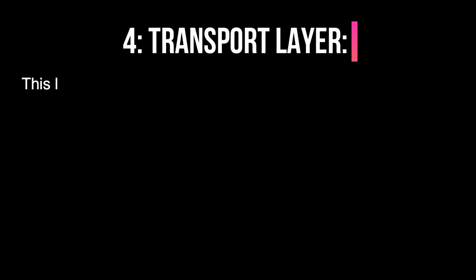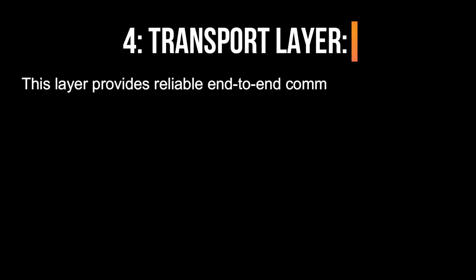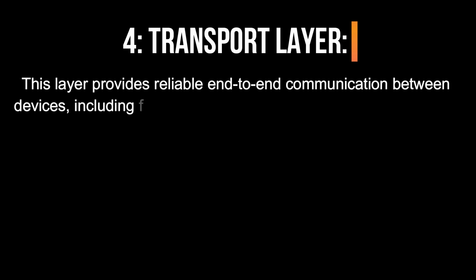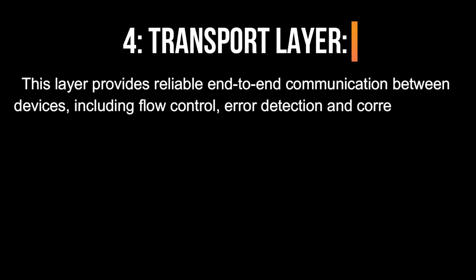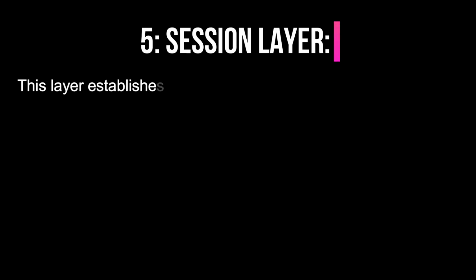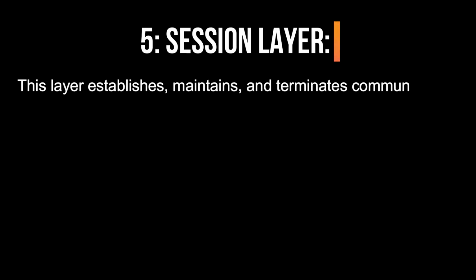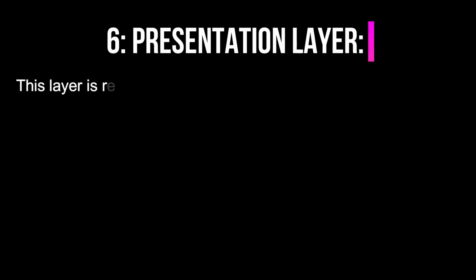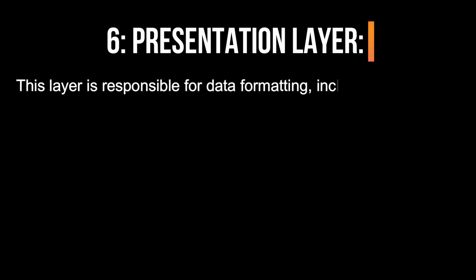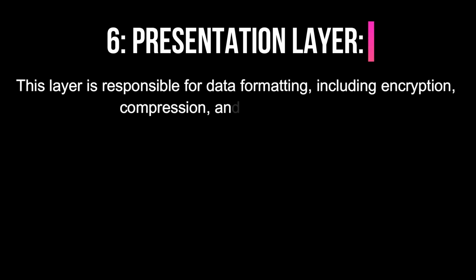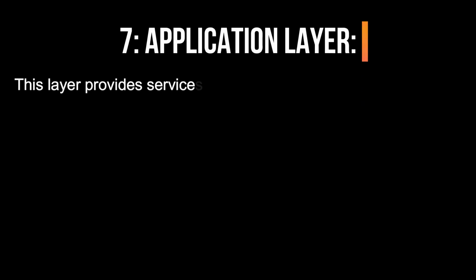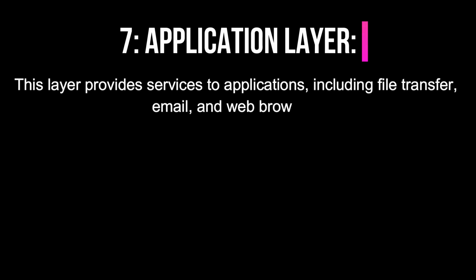4. Transport layer. This layer provides reliable end-to-end communication between devices, including flow control, error detection and correction, and congestion control. 5. Session layer. This layer establishes, maintains, and terminates communication sessions between devices. 6. Presentation layer. This layer is responsible for data formatting, including encryption, compression, and data conversion. 7. Application layer. This layer provides services to applications, including file transfer, email, and web browsing.